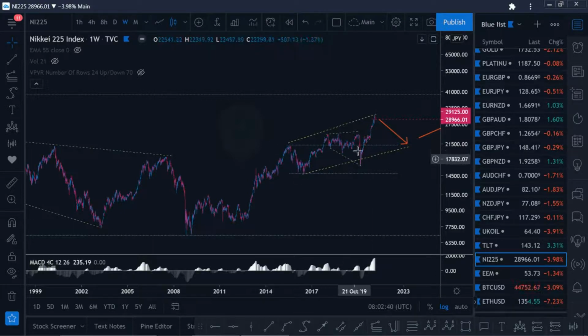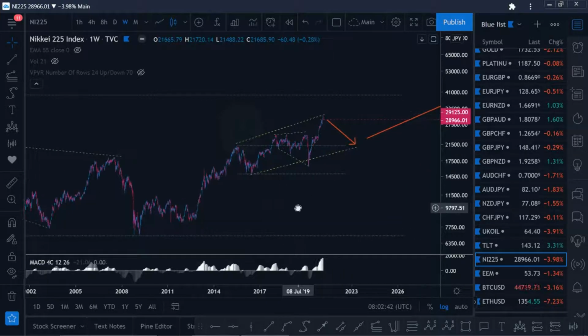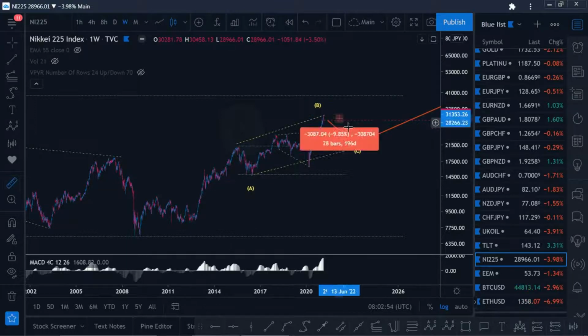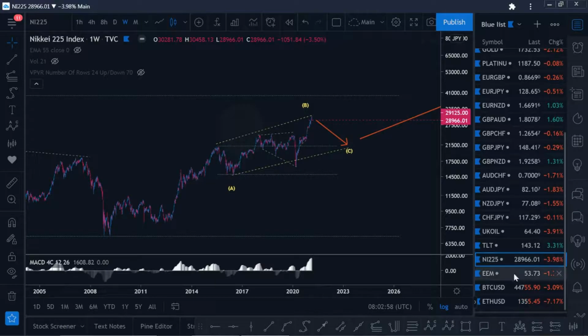Impulse down, ABC up, nice little expanding triangle in the middle. We like to see B waves as triangles. That makes the most sense. And now we should get that C wave down to around about 21,500, I'm guessing. But when you look at the percentage drop to that region, that's a good 30% drop. That's a good big market move.